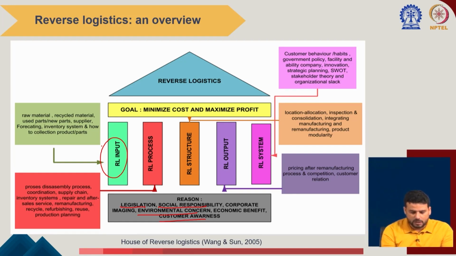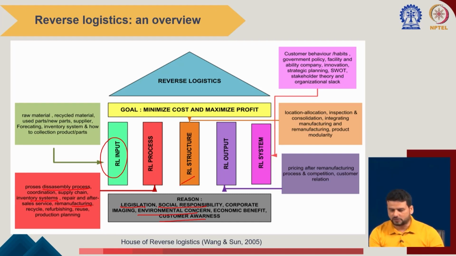Then the process: disassembly is one of the very important concepts, where you need to disassemble the products, and then find out the products which have certain value left in those components, and again you can reuse those things. Inventory management, supply chain, repair, refurbishment, manufacturing, recycling: all these activities will be there as part of the reverse logistics process.